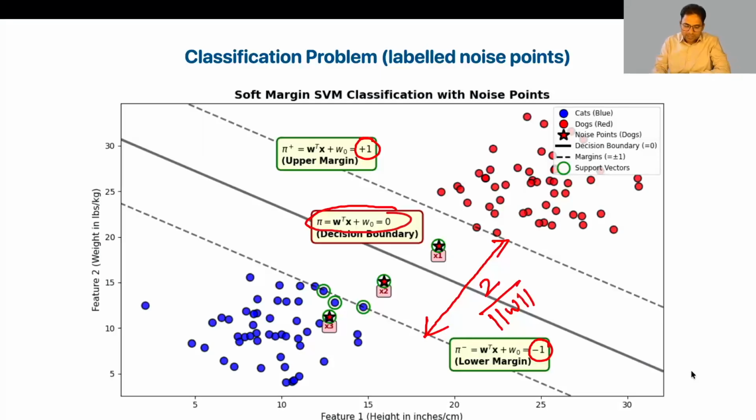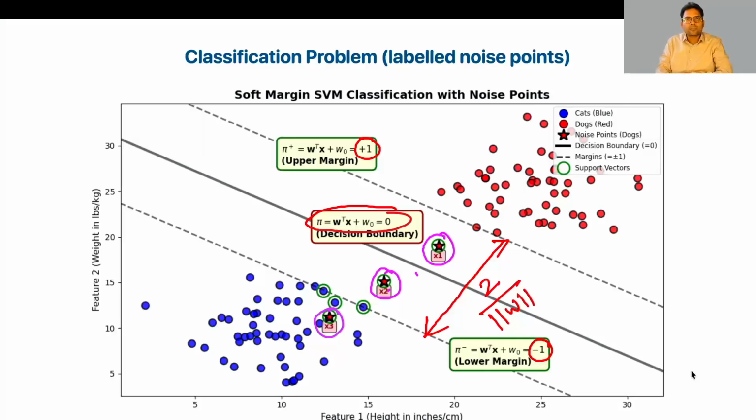But here if you see, we have 3 points which are incorrectly classified: x1, x2, x3. The red point x1 has come inside the margin. This is definitely inside the margin, not allowed. But x2 has crossed the decision boundary, so it is wrongly classified.